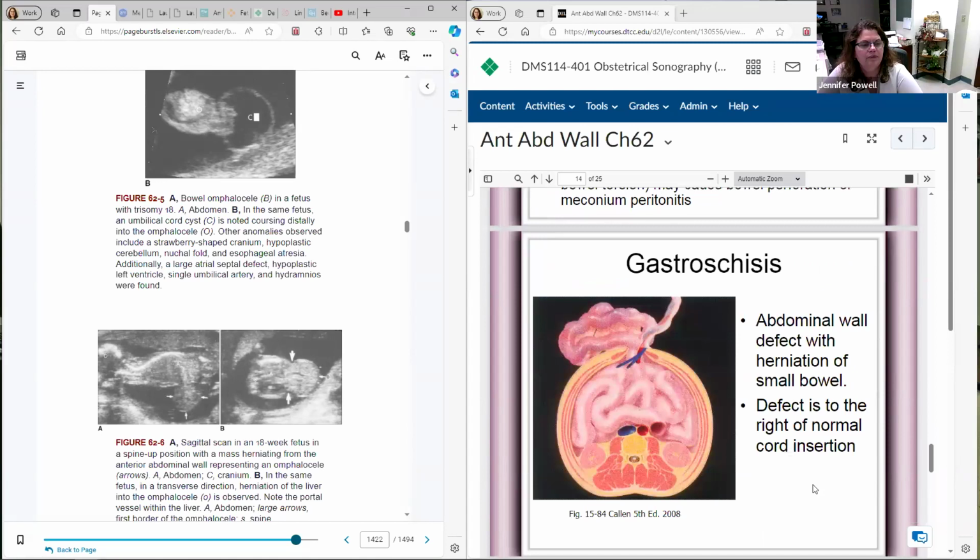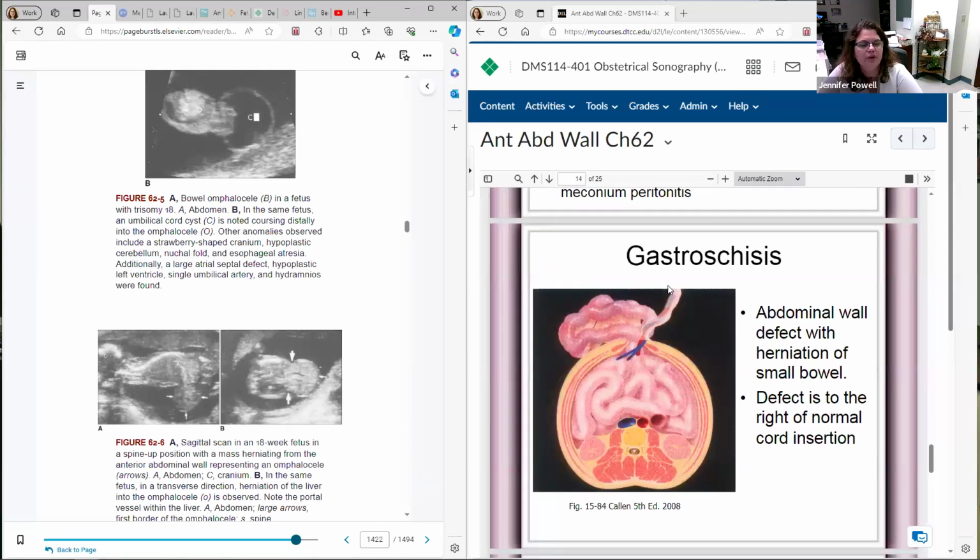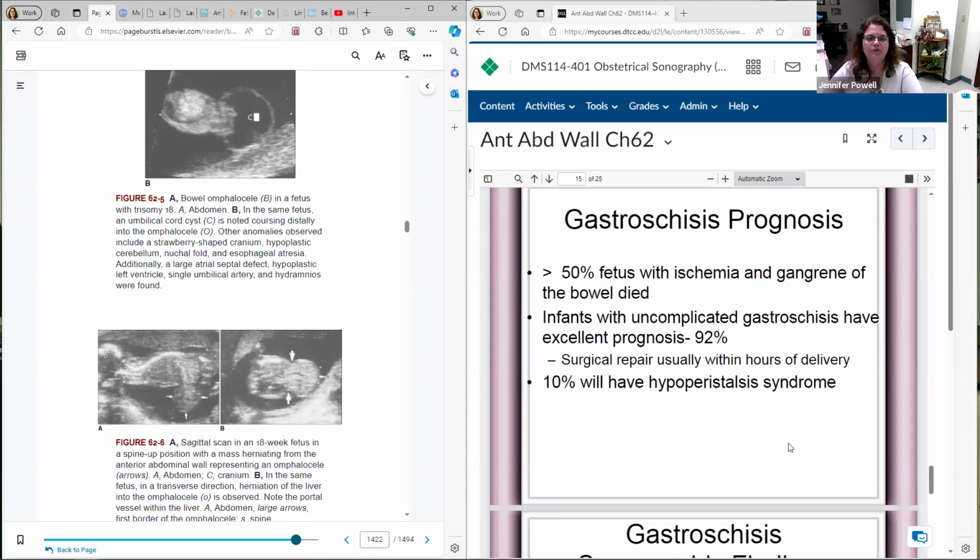So, it's an abdominal wall defect with no covering, with herniation of bowel, and the defect is to the right of the normal cord insertion. Greater than 50% of the fetuses with ischemia and gangrene of the bowel died. Infants with uncomplicated gastroschisis have an excellent prognosis, 92%, with surgical repair usually within hours of delivery. 10% will have hypoperistalsis syndrome.